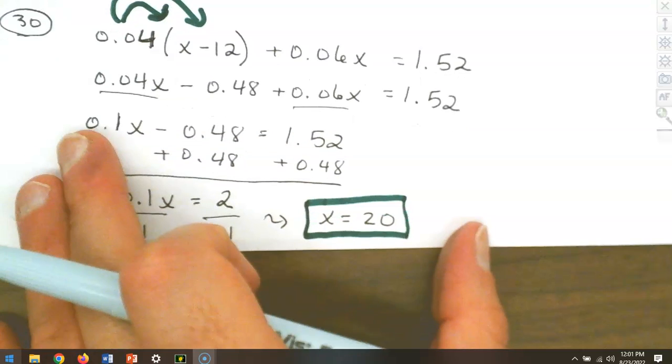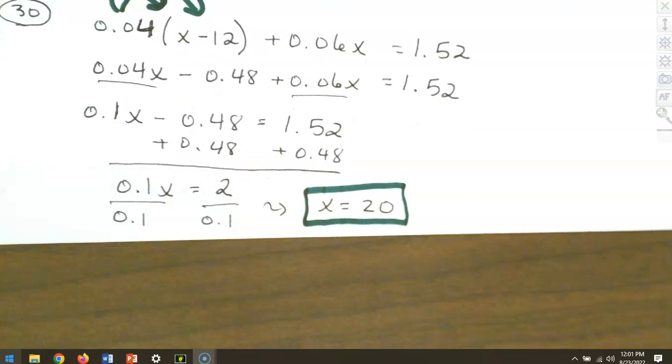Okay, so decimals, just use your calculator. If you want to clear out the decimals, you can. I don't really feel it's necessary. I think you're more likely to make a mistake doing that than just using a calculator.